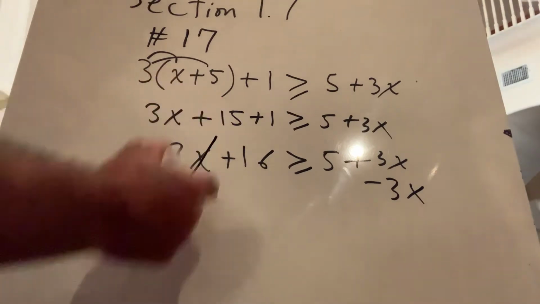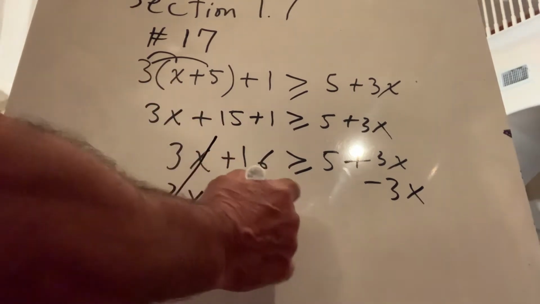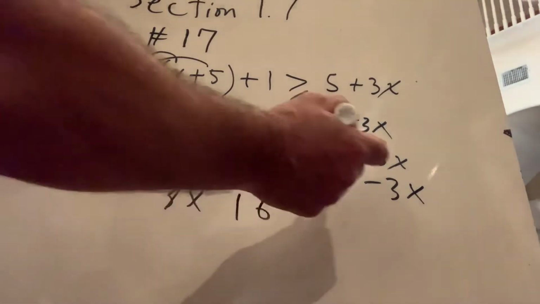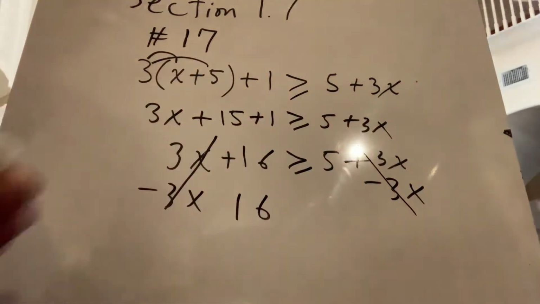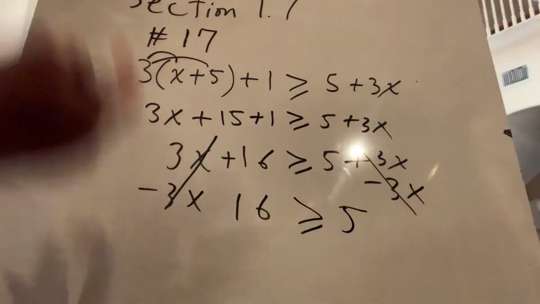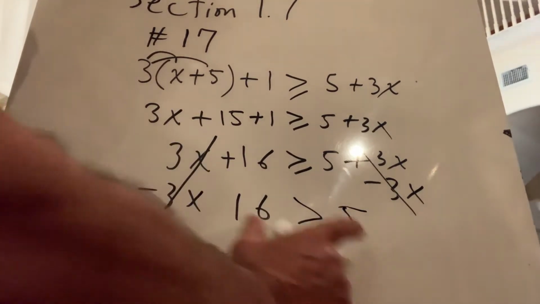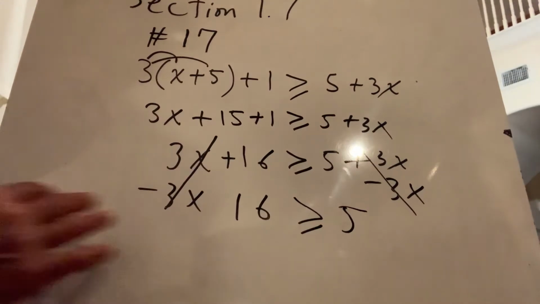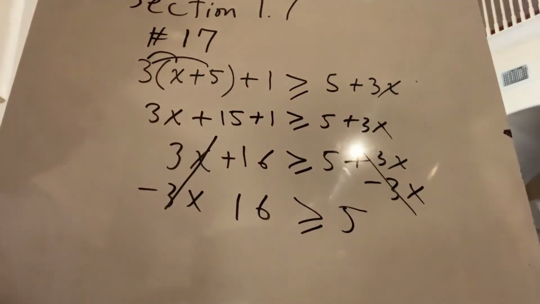If you notice, those cancel each other, so you're left with 16. But also, these two cancel each other. So anytime you have the same exact x term on both sides, that's usually when these special cases happen, okay? Now, here's the thing. You still have an inequality, so there's nothing wrong. You didn't do anything wrong if you notice the x's went away, because this is what makes it special.